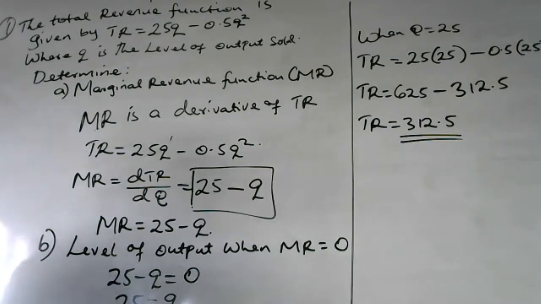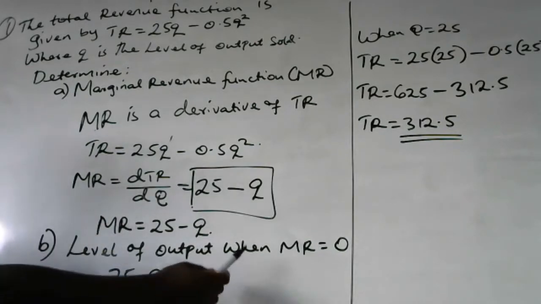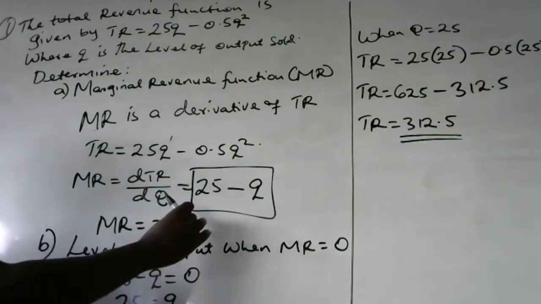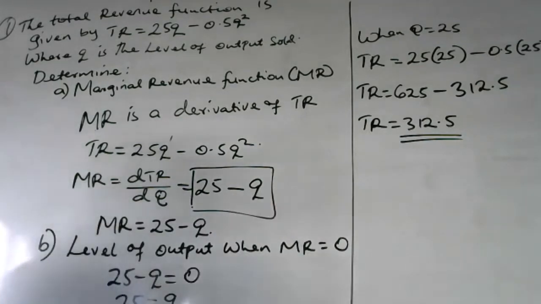One thing: if you are told to get the marginal revenue, you simply differentiate the total revenue function. If you are told to get the level of output when MR is zero, you take the equation of MR and equate it to zero so that you can determine the value of Q. If you are told to get the maximum total revenue, we know at the maximum point the gradient is zero, and the gradient is the differentiation of that particular function. In this case, we differentiate the total revenue. What we get is the marginal revenue, and we can obtain here that Q is 25. That quantity, take it now to the total revenue and substitute it where we have Q, so that you get the total revenue that corresponds with that quantity.